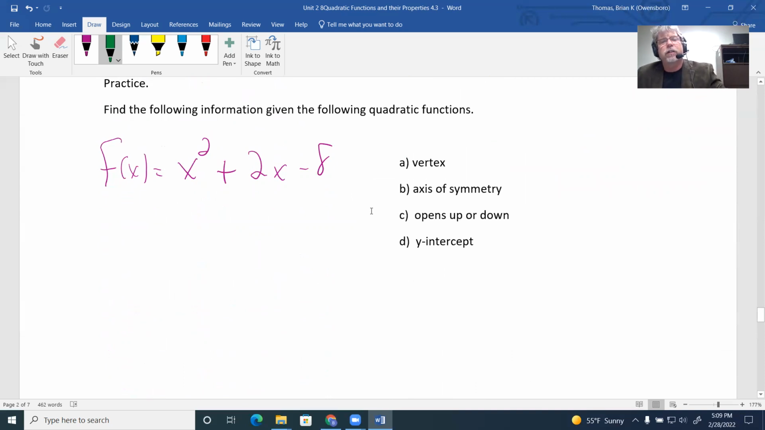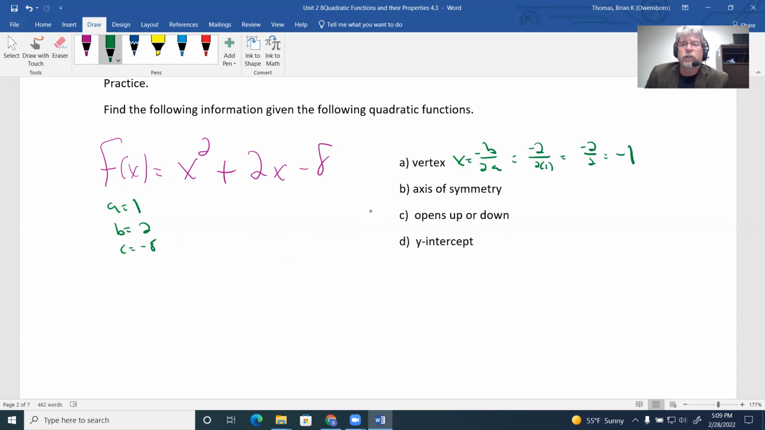Find the following information given the quadratic functions. If I give you x squared plus 2x minus 8, to find the vertex, we're going to have to use x equals negative b over 2a. Notice that a is equal to 1, b is equal to 2, and c is equal to negative 8. So I take the opposite of 2, which is negative 2, over 2 times 1. That's negative 2 over 2, which equals negative 1.